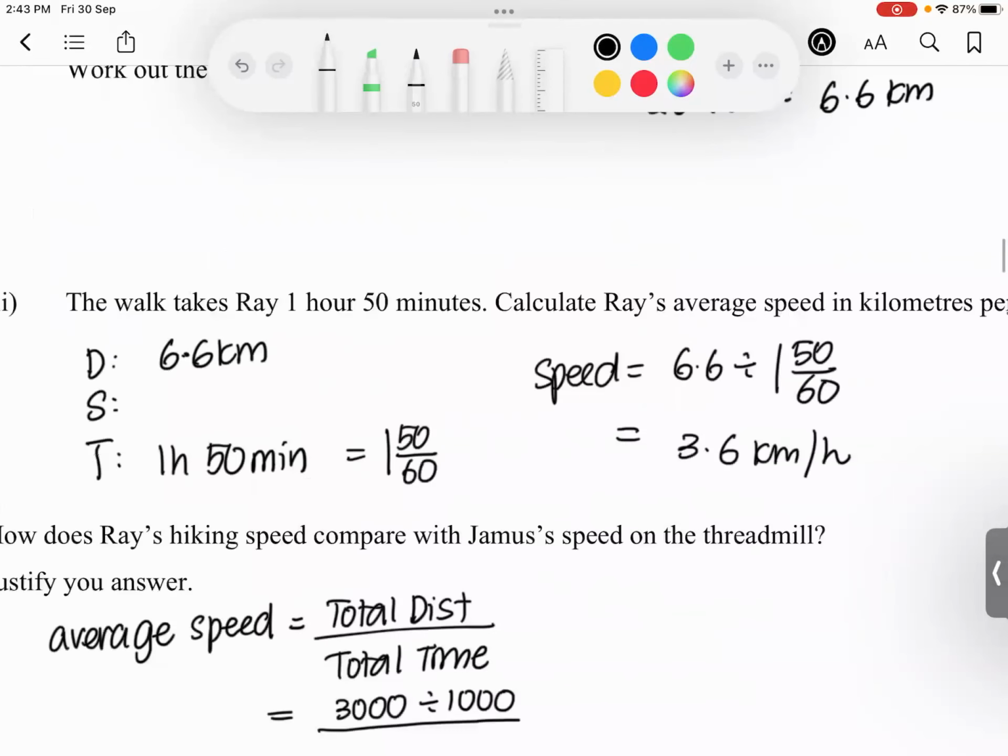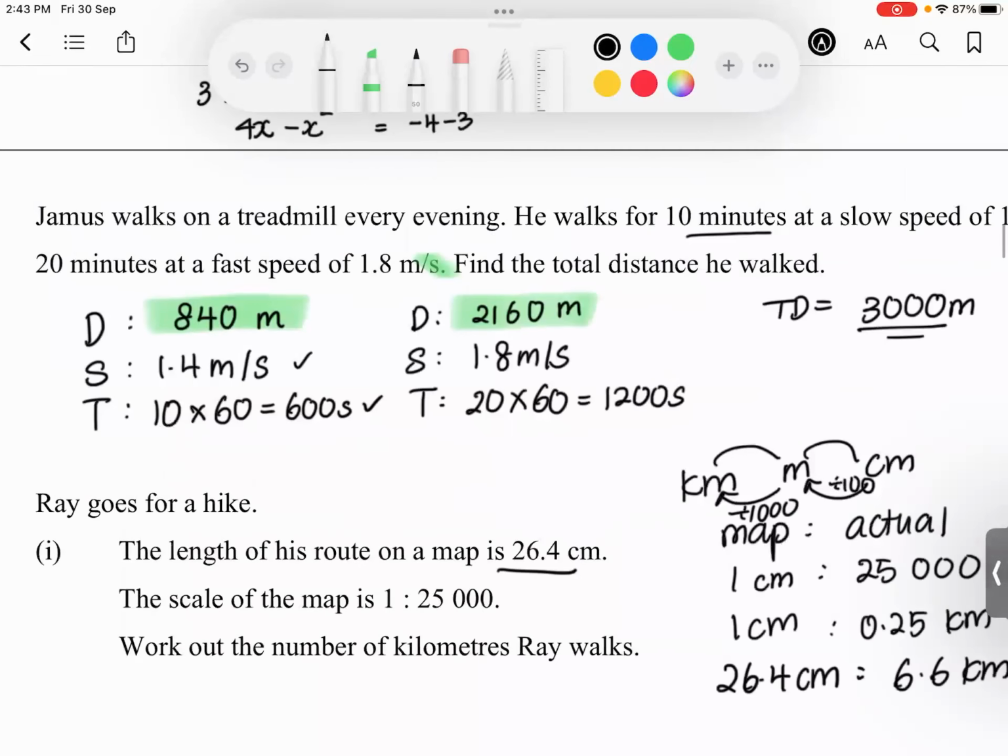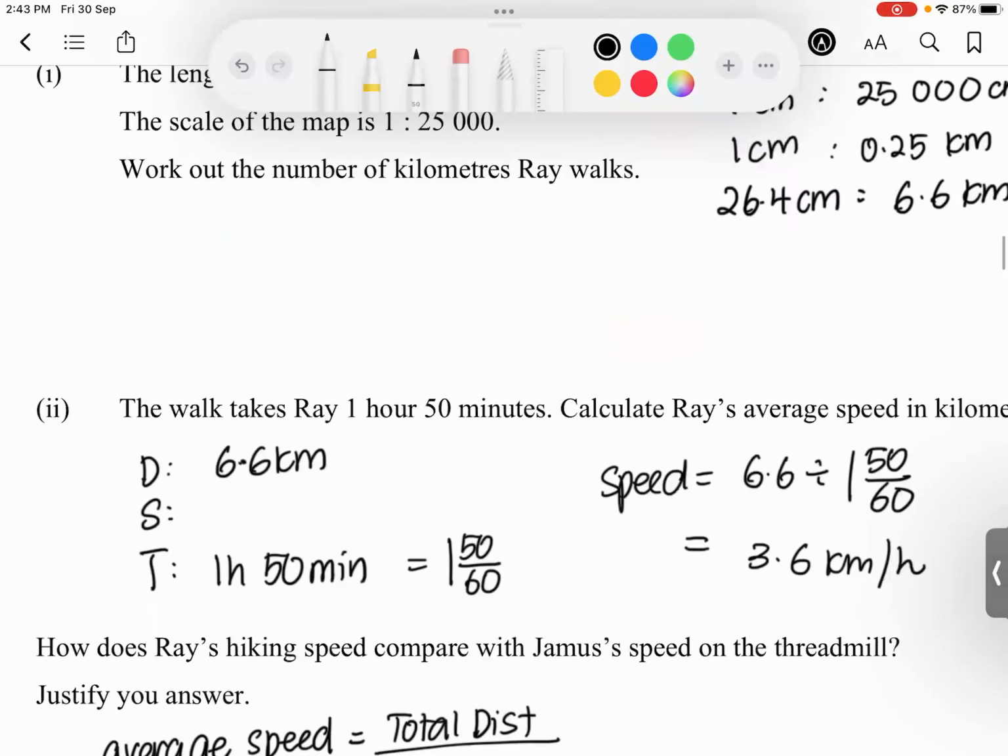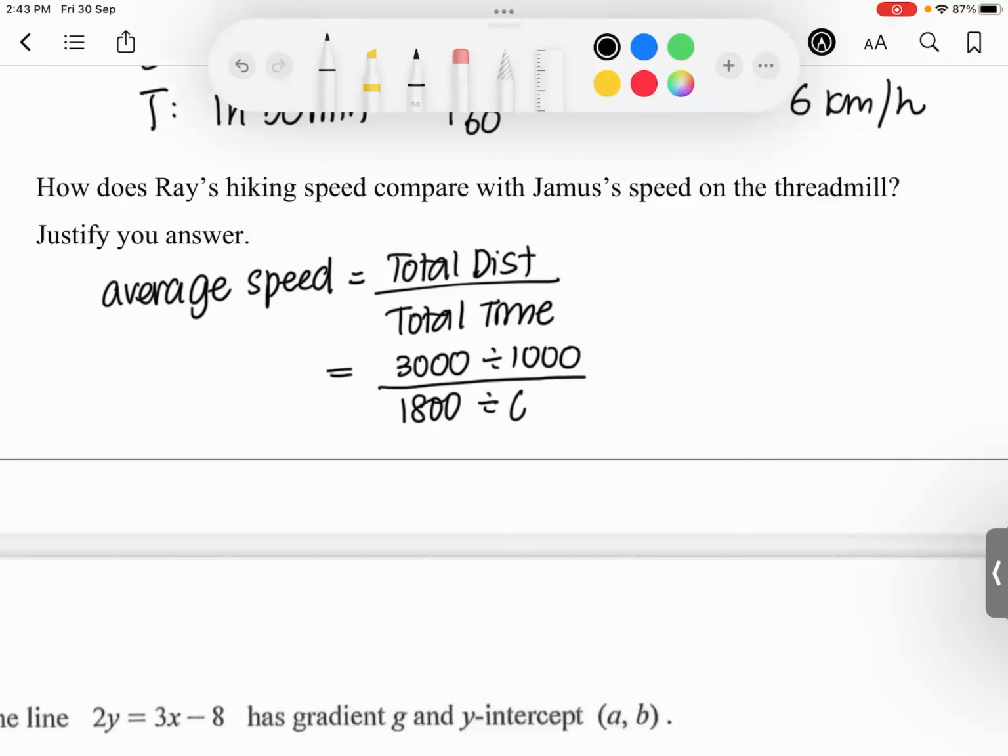For the total time taken, there are two timings down here. One is 600 seconds, one is 1,200 seconds. So we add these two together, which gives a total time of 1,800 seconds. 1 minute has 60 seconds, so I divide by 60, and 1 hour has 60 minutes, so I divide by another 60. So we'll get this number, and the answer will be 6 kilometers per hour.